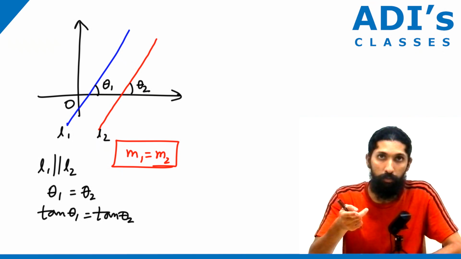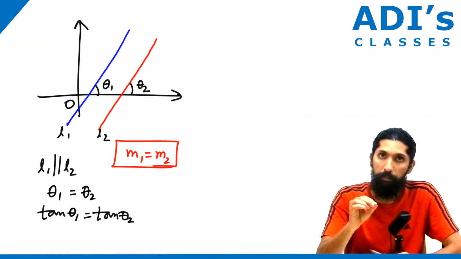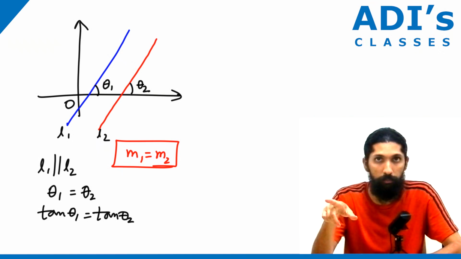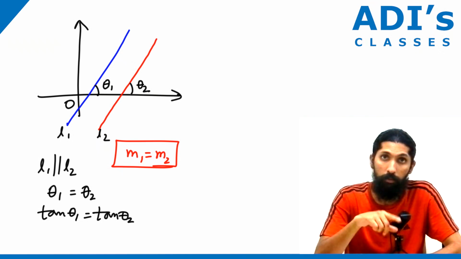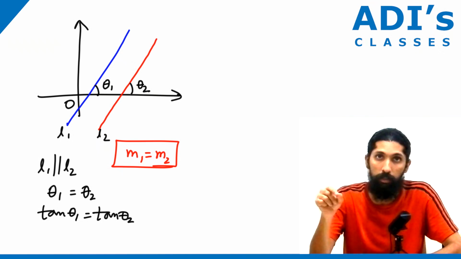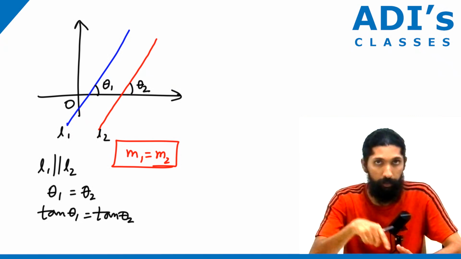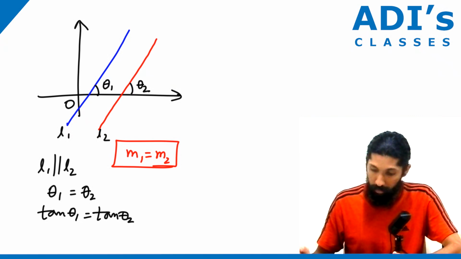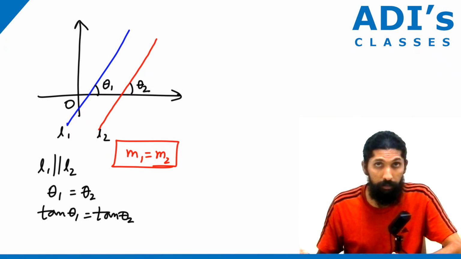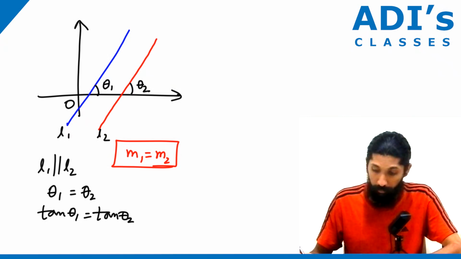Vice versa is also true. In the sense, if two lines are parallel, then M1 is equal to M2, or if M1 is equal to M2, then the two lines are parallel. Both cases work. Fair enough? Now, suppose the two lines are perpendicular, how do we go about this? We look into this now.